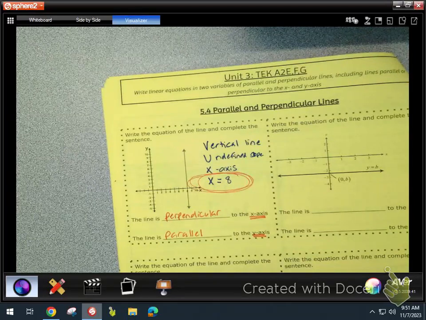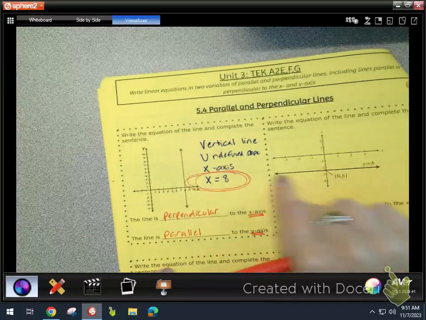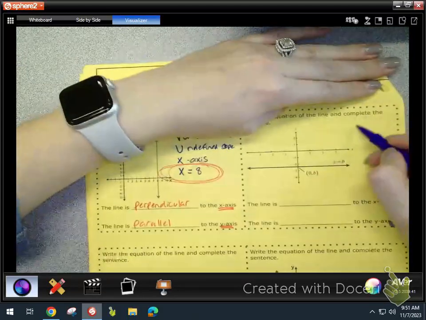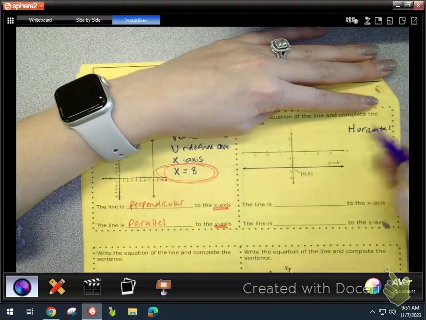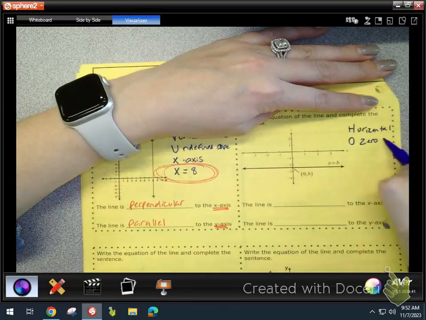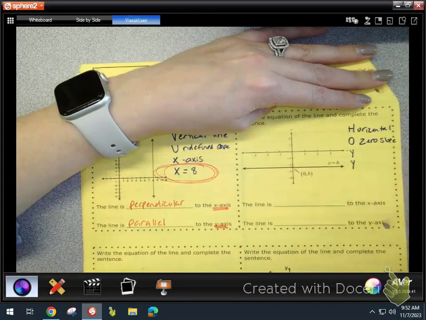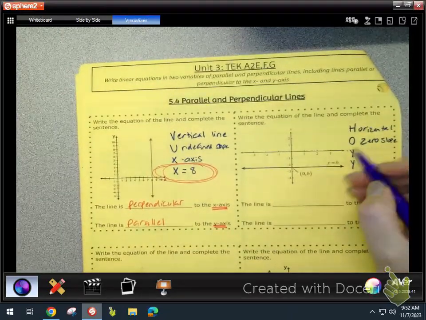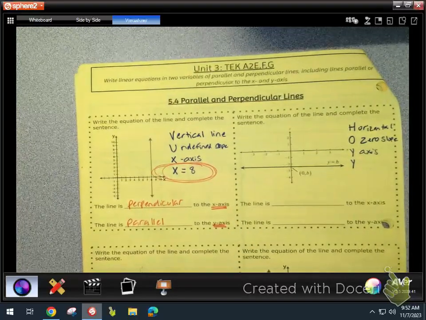So, this one right here, we'll go through this quickly. What type of line is this? Zero. That's the slope. What type of line is it? Horizontal. Horizontal lines. What type of slopes do they have? Zero slopes. Zero slope. H-O-Y. Horizontal lines cross the y-axis, and their equation is, they didn't give us a very pretty one.